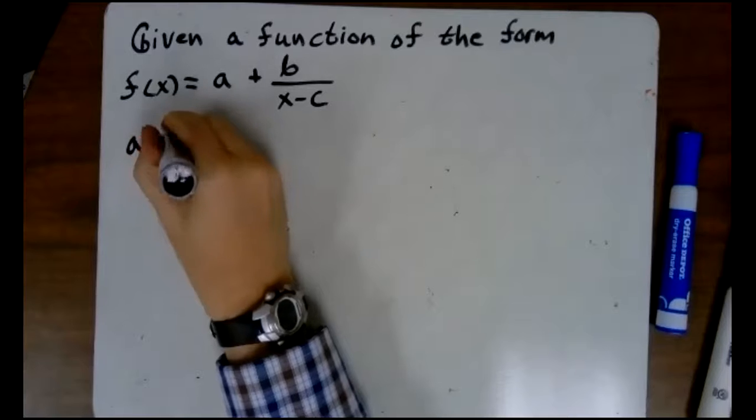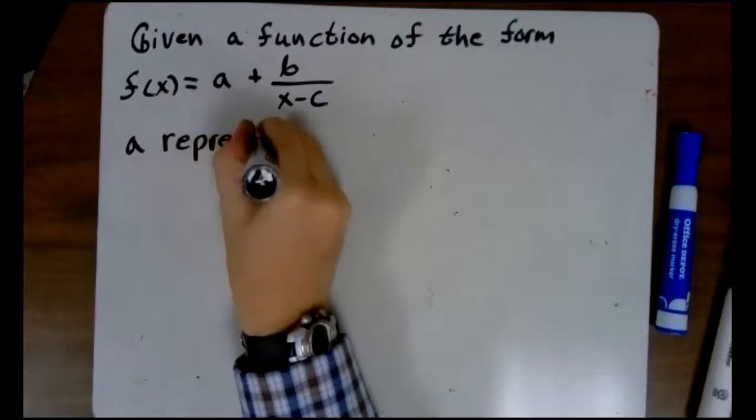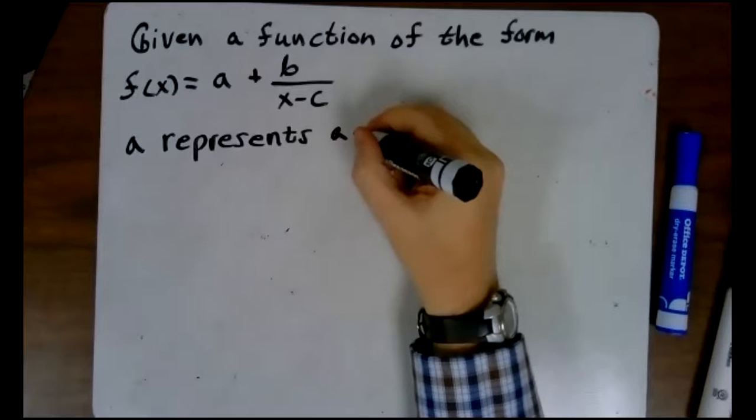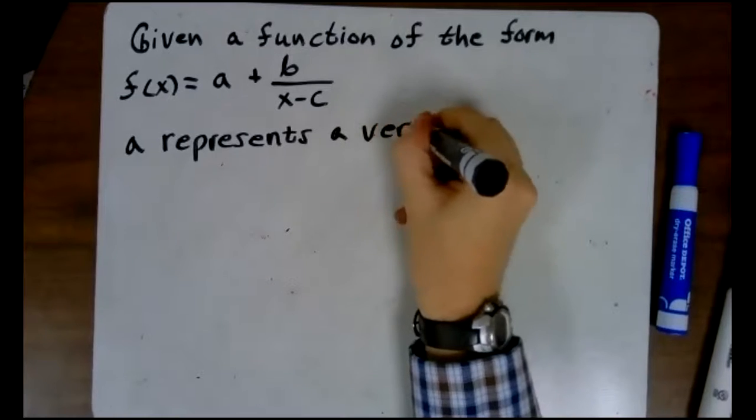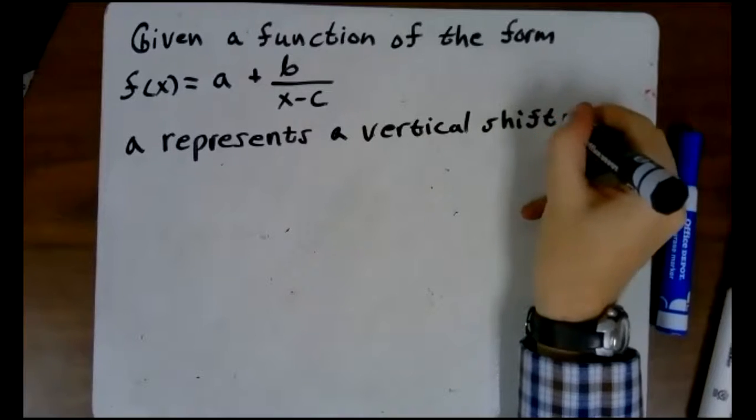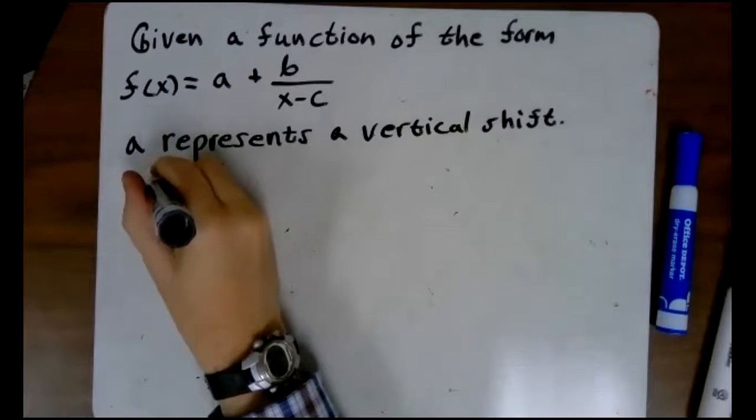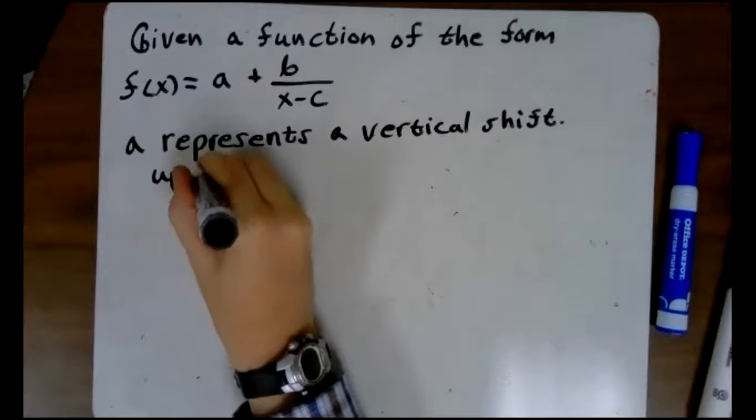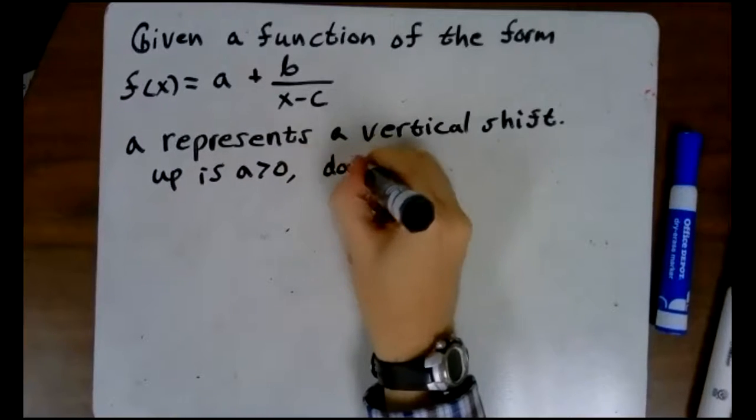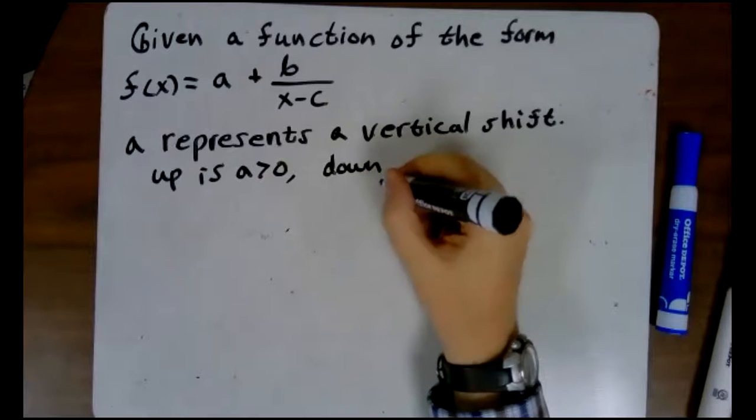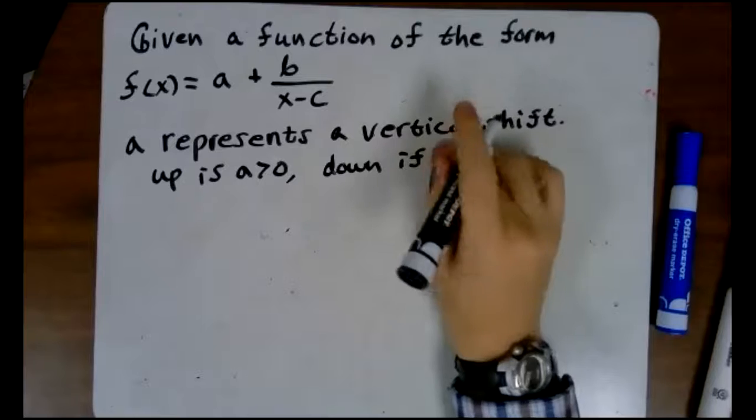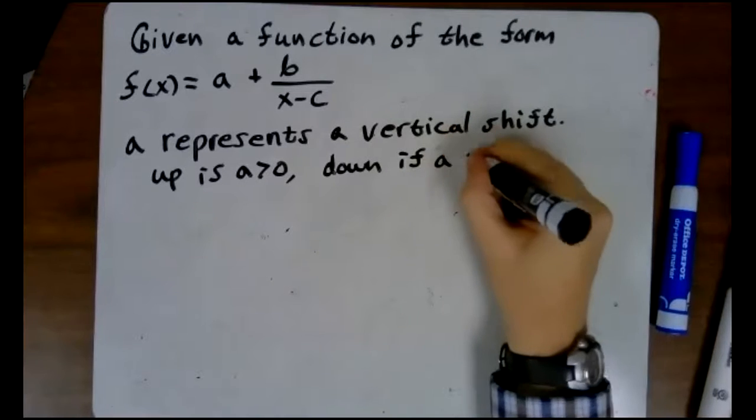So A represents a vertical shift. Up if A is positive, down if A is negative.